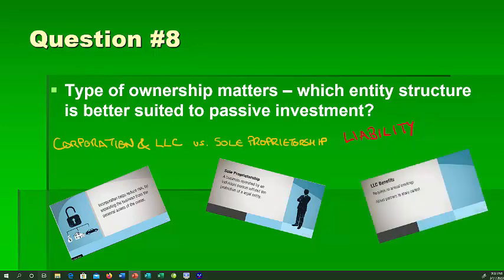And then LLCs, not so much. LLCs are a better setup for people who want to be hands-on and involved in the business. With corporations, you have shareholders, which are separate. Not to say that you can't use an LLC, but a corporation is better suited for that sort of passive investment, as opposed to active day-to-day.